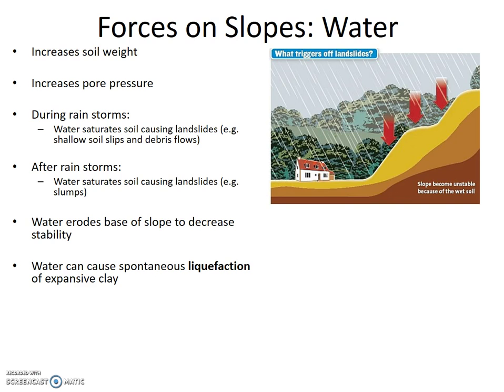The cartoon asks, what triggers off landslides? And it shows a poor home at the base of a slope, and it's raining, and the rain is percolating down into the soil, and it says, slope becomes unstable because of the wet soil. Water is a force on slopes that changes rapidly, so it is often pointed at as a major cause of why this landslide now. What changed? The amount of water in the soil.